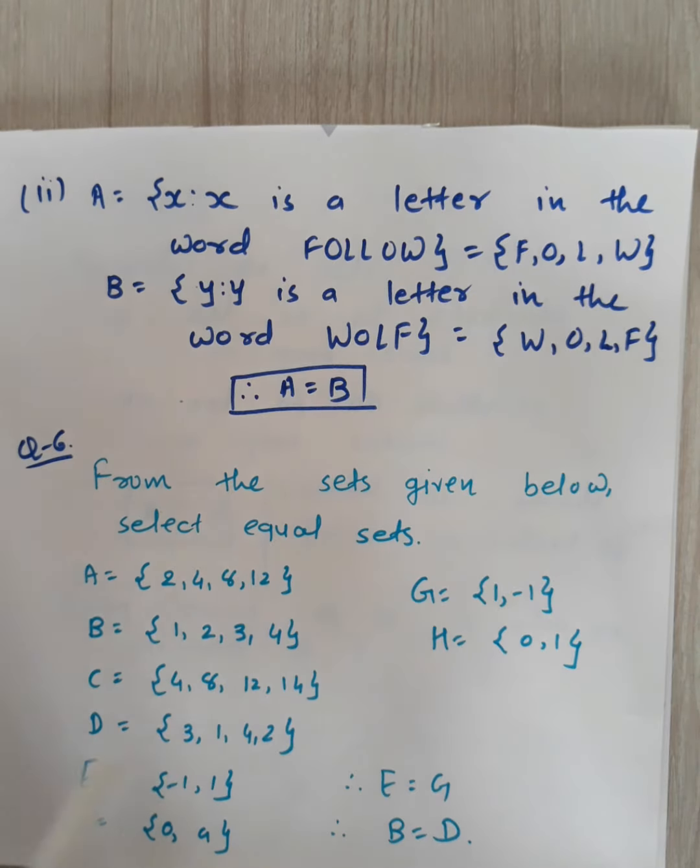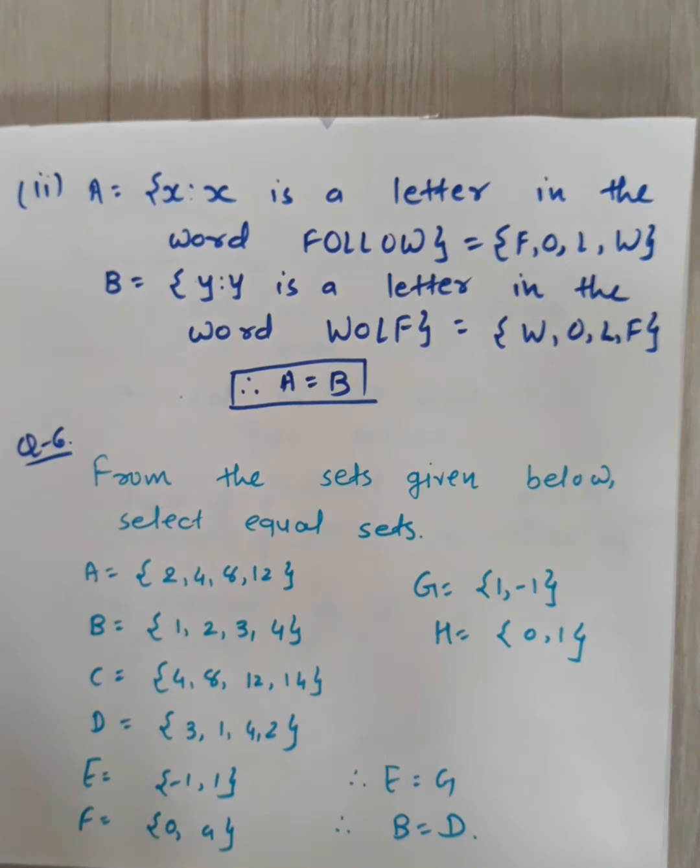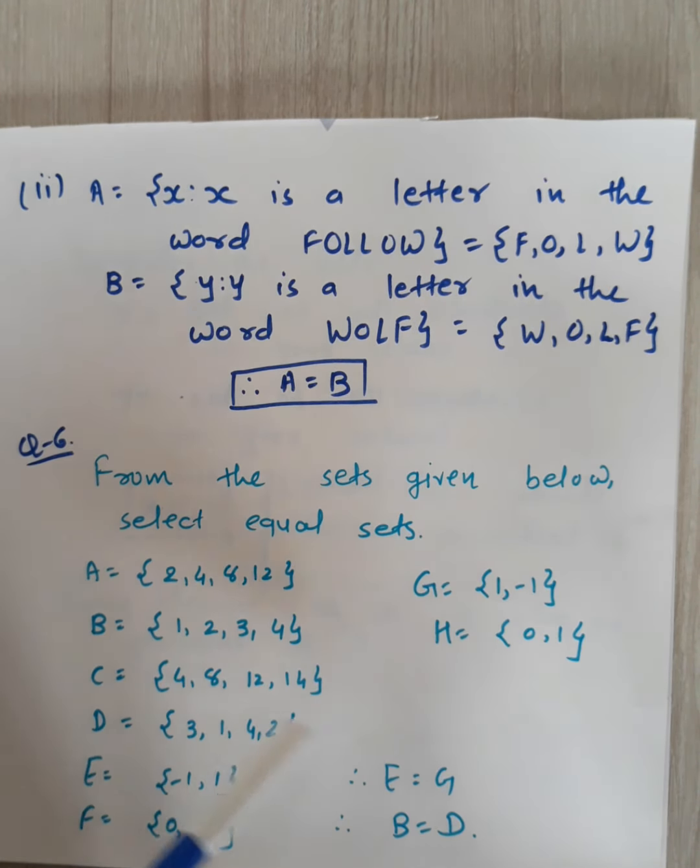Same way, now see, 1, 2, 3, 4 is there. Is there any 1, 2, 3, 4? Yes. D is equal to {3, 1, 4, 2}. Order doesn't matter, but 1, 2, 3, 4 is there. So B is equal to D. One equal set pair is B equal to D. Similarly, now C is {4, 8, 12, 14}. Is there 4, 8, 12, 14? Compare it. No. Then {3, 1, 4, 2} is equal to B. We already wrote it here, that B is equal to D or D is equal to B, whatever. 1, 2, 3, 4 and 1, 2, 3, 4 are exactly the same. Order doesn't matter, but exactly the same elements are there in B and D.